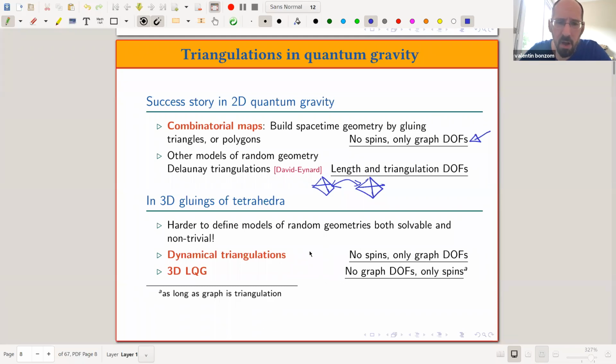We have a couple of interesting models and probably more. I just want to cite here dynamical triangulations where you have no spins and only graph degrees of freedom. So this is like the counterpart of combinatorial maps in 3D, the extension to 3D.